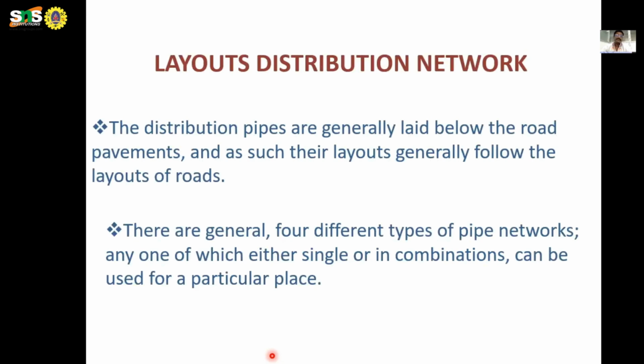Layout of the distribution network. The distribution pipes are generally laid below the road pavement, such that the layout generally follows the layout of roads, as I said earlier. So the road will be taken as the baseline. Through the road or along the side of the road, we will have our water distribution system. There are generally 4 different types of pipe networks. We will see them one by one.